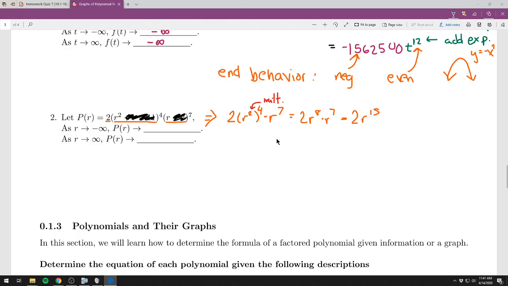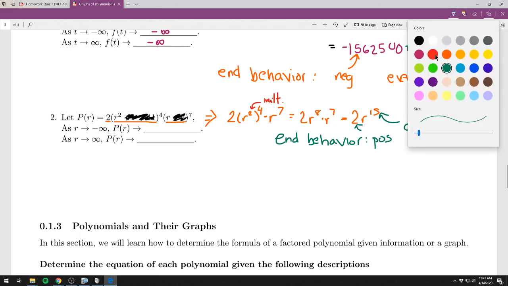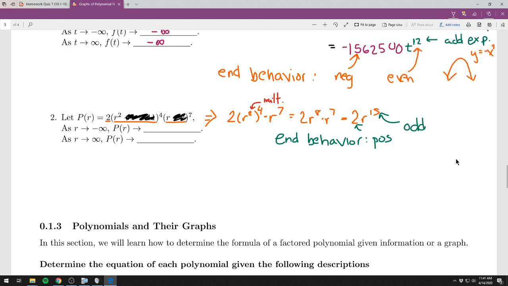If we want to figure out the end behavior of this, we notice that the coefficient is positive and that the degree is odd. So if the degree is odd and the coefficient positive, it looks like y equals x. All right, that's our line with slope positive 1. As we go to the left, it's going down to negative infinity. As we go to the right, it's going up to positive infinity.